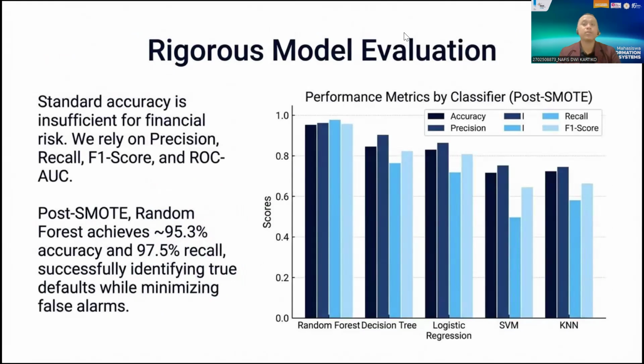From the previous literature, we can look at the rigorous model evaluation. We can see random forest, decision tree, logistic regression, SVM, and KNN. The random forest is the best algorithm for predicting bankruptcy. Post-model, random forest achieves 95% accuracy and 97% recall, and this algorithm successfully identifies true defaults while minimizing false alarms.